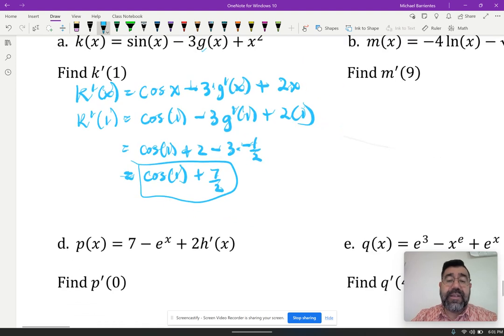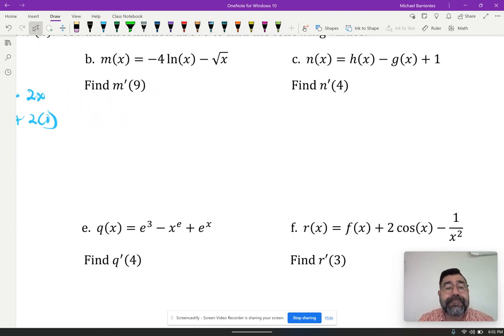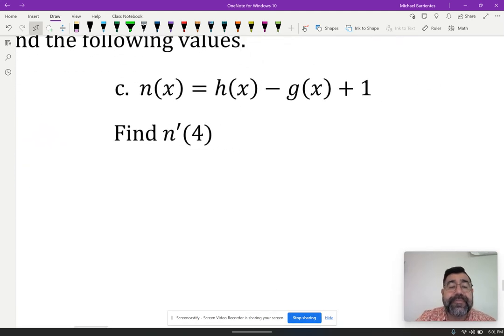This is the final answer. Let's see. Where do we go now? So many places. Let's do letter C here. We'll do a couple, and then I'll ask you to do some and see, and we can check them in class.